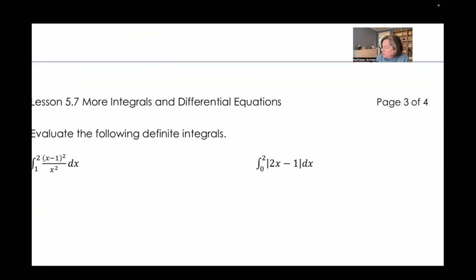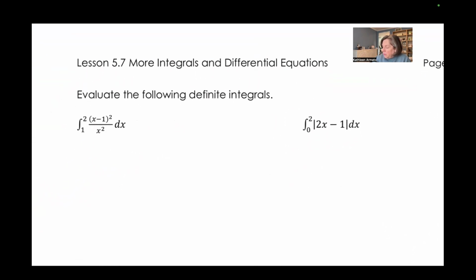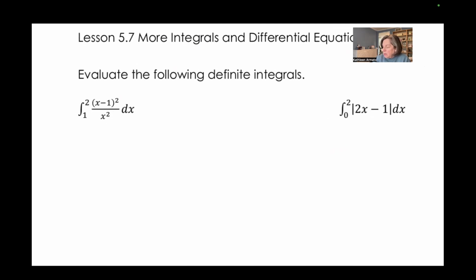All right, moving on to page 3 of our notes. More examples here. Evaluate the following definite integrals. So x minus 1 quantity squared over x squared. I'm going to have to use FOIL to expand that numerator. And this is still from 1 to 2. Okay, so now I'm going to separate that: x squared over x squared minus 2x over x squared plus 1 over x squared dx.